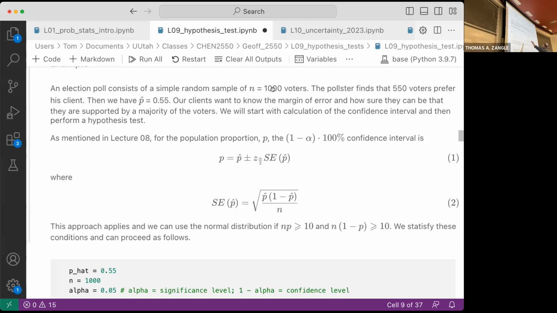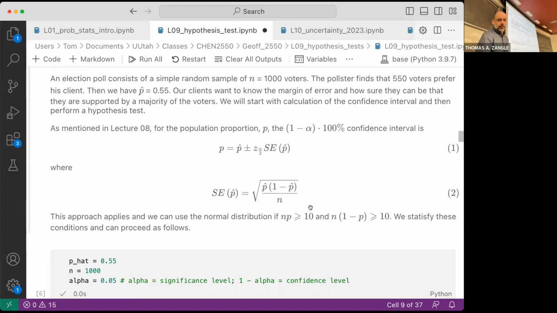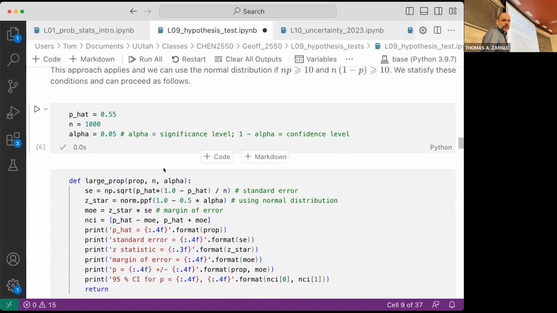So we mentioned this in lecture 8, but for a population proportion, the confidence interval for a given significance, again assuming that we have a population that's large enough that we can use the normal distribution, is the actual observed proportion, p hat, plus or minus our z statistic for alpha over 2 times the standard error for p hat, where the standard error was given by this number here. Okay. So this approach applies because np is greater than 10 and n times 1 minus p is also greater than 10. And so the next piece of code computes those results.